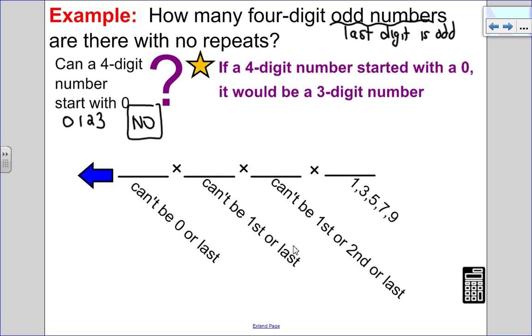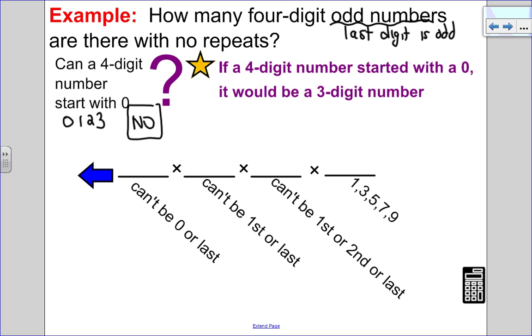Last digit is an odd number, so that's either a 1, 3, 5, 7, or 9. Repeats aren't allowed, so the first digit can't be 0 or the last. The second one can't be the first or the last, and the third one can't be the first, second, or last. So I know it's a bit of a pain to list all these out under the dashes, but I really feel it's the key to doing these questions successfully.